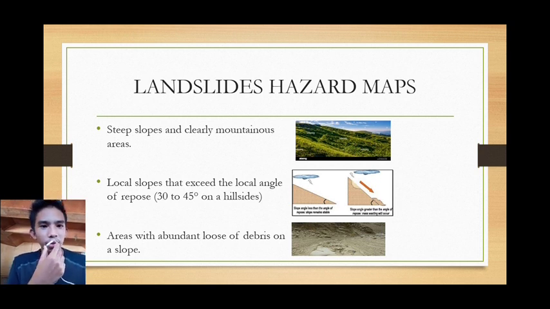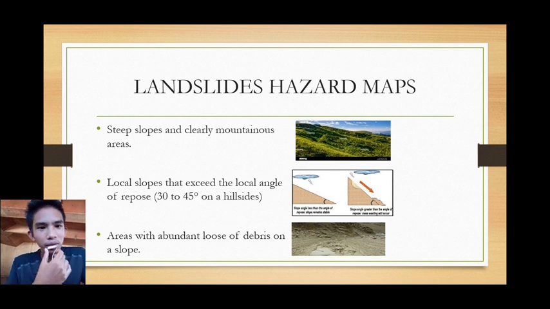Landslide hazard maps. Steep slopes and clearly mountainous areas. In mountainous areas with many mountains, the hazard maps for landslides are clear, and landslides happen there often. Local slopes that exceed the local angle of repose, 30 to 45 degrees on a hillside.